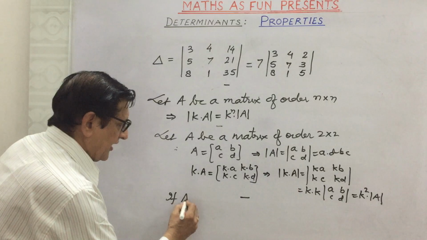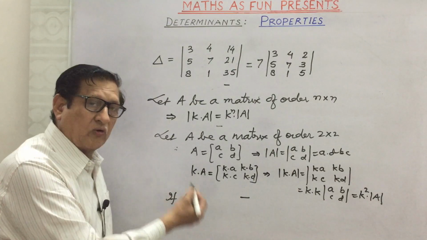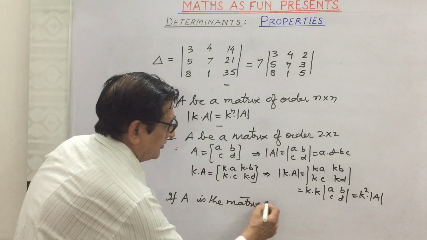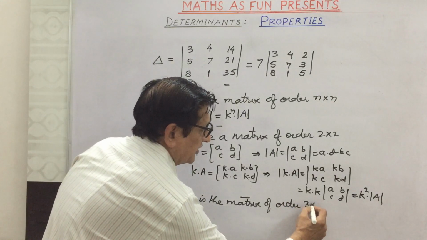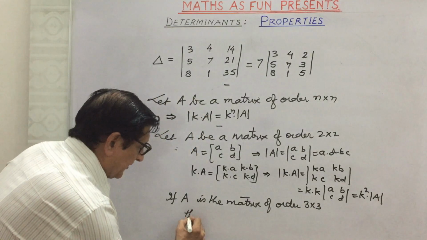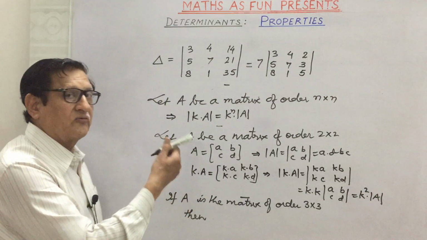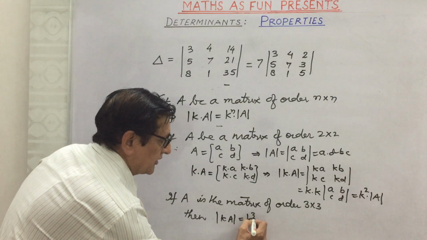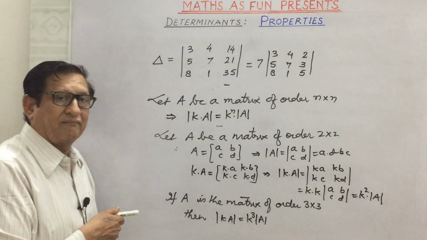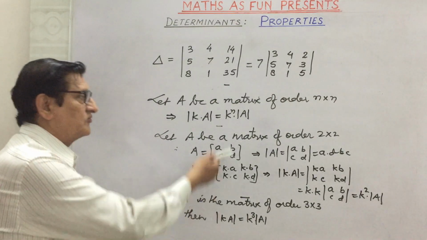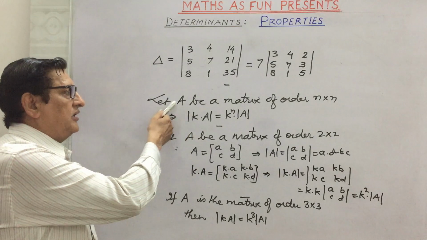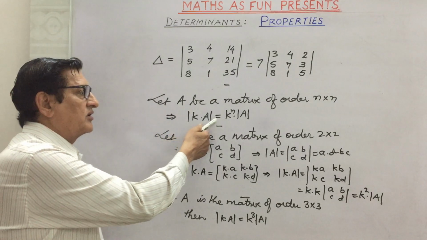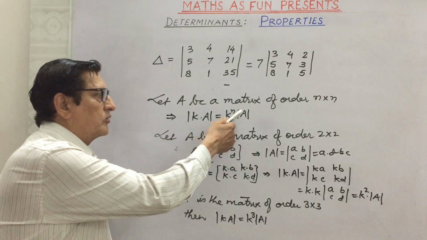Also, if A is a matrix of order 3 into 3, and then we multiply k to it and find the value of determinant of kA, determinant kA will be equal to k cube into determinant A. And by understanding this, we can follow this as the rule that if A is a matrix of order n into n, then the value of determinant of kA will be equal to k power n into determinant A.